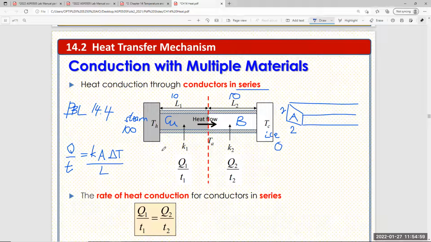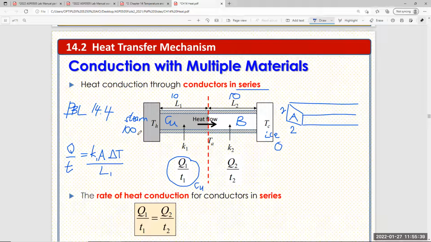So if you want to solve this problem, you need to solve it one by one. For the first one, you find Q1 over t1. Let's say copper is number 1, so you apply formula number 1 for copper. You put K1 for copper, and A is the same for both. Then delta T over L1, which is 10 centimeters.